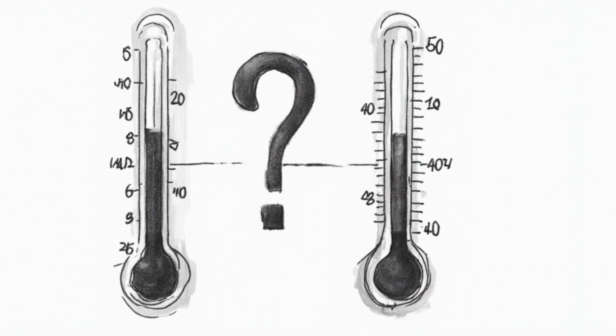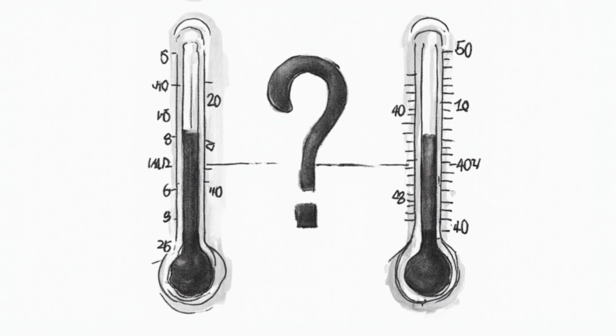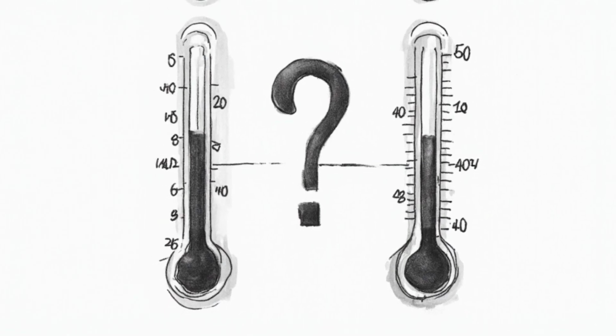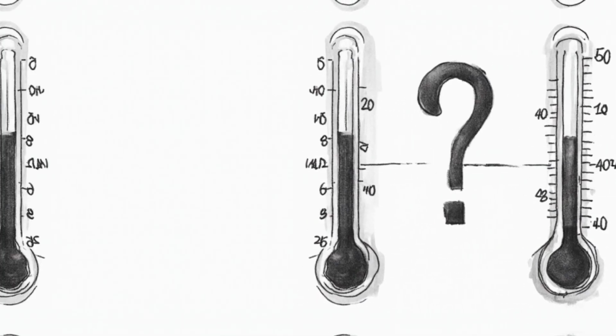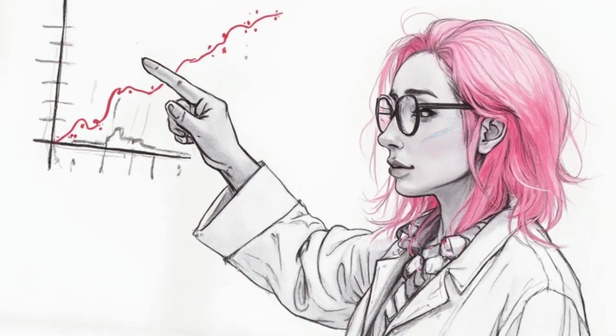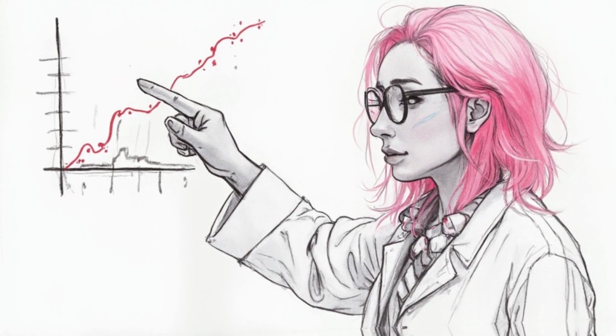But hold on a second. If temperature is interval level, does that mean we can't say that 40 degrees is twice as hot as 20 degrees? It seems like we should be able to. That's a great observation, and it highlights a really important point about interval data. It lacks a true 0 point. A true 0 point. Okay, explain that one to me.